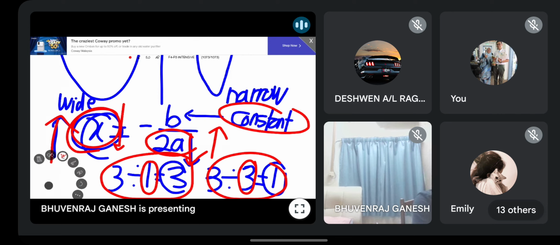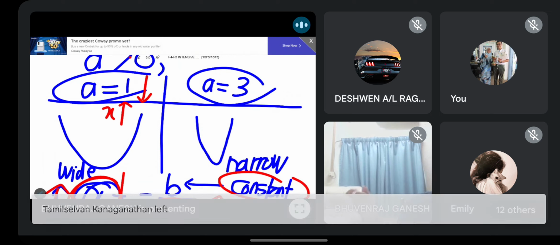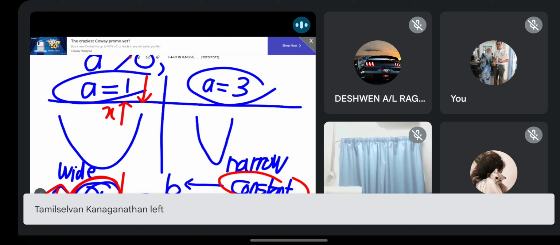So now, if you refer back to the graph here, guys, the A value is smaller. Am I right? So the X value should be larger. So guys, what does the X value represent? Can you all tell me? Nilai X mewakili apa? Based on the formula X equals negative B over 2A, what does the X represent? What's the meaning of X?